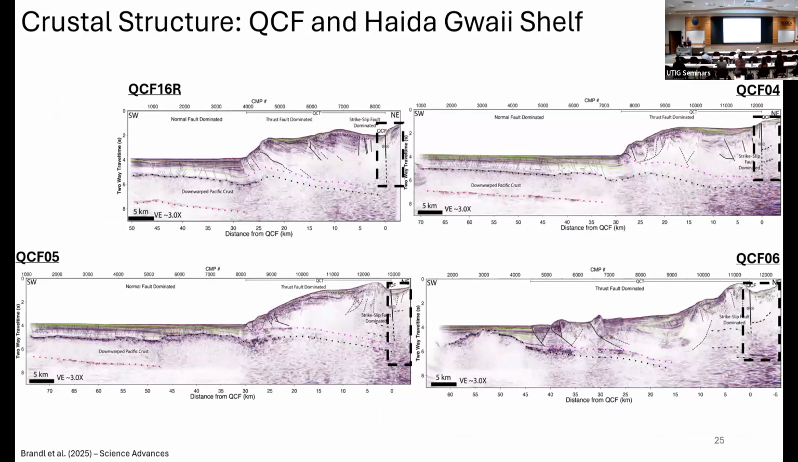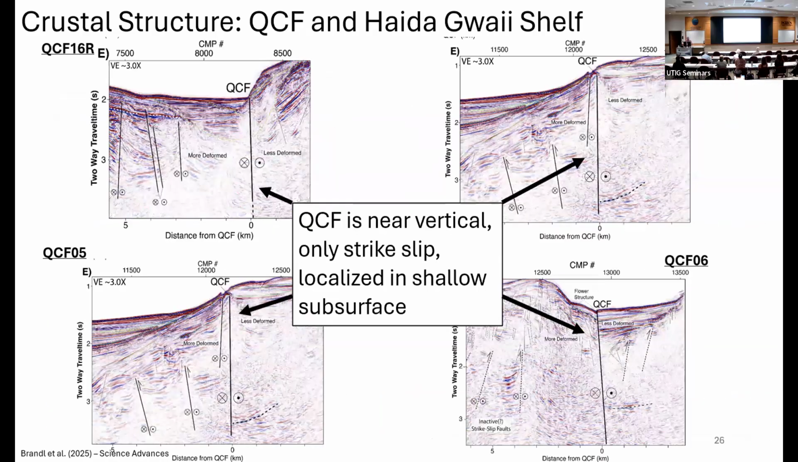Then if we step towards the Queen Charlotte Fault itself and the Haida Gwaii Shelf: the Queen Charlotte Fault, as a reminder, is really the primary plate boundary structure for most of Queen Charlotte. It accommodates up to 55 millimeters per year of motion. It's near vertical, it seems to be the only one accommodating strike slip, and it's very localized in the shallow subsurface. We see this transparent zone on either side of the fault that we're interpreting as the damage zone, and it ranges in width from 200 to 800 meters. So it's very localized, as we saw in the bathymetry in the northern segment at the seafloor.